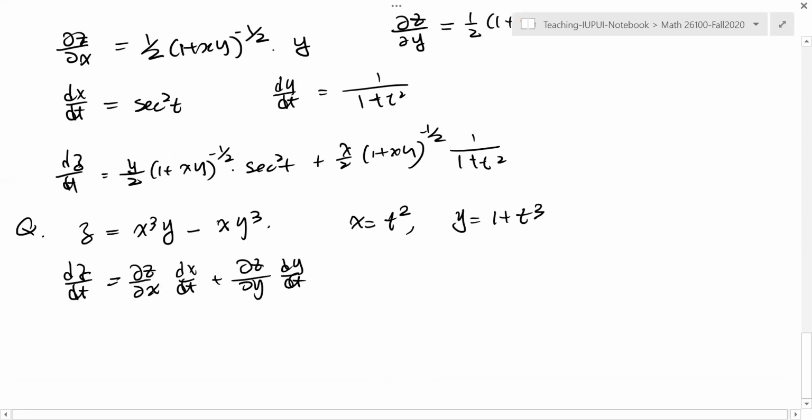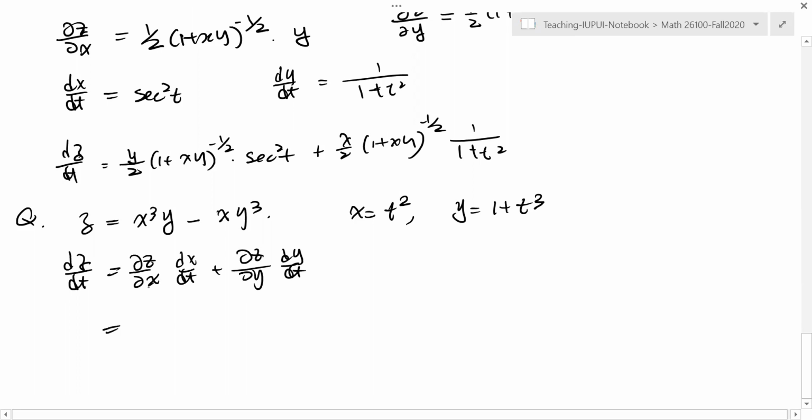Okay. Now you may skip some steps. You don't need to write down the formula for the partial derivative of z with respect to x separately. You can directly put the derivative there. So differentiate this above term with respect to x. I get 3x squared y minus y cubed.